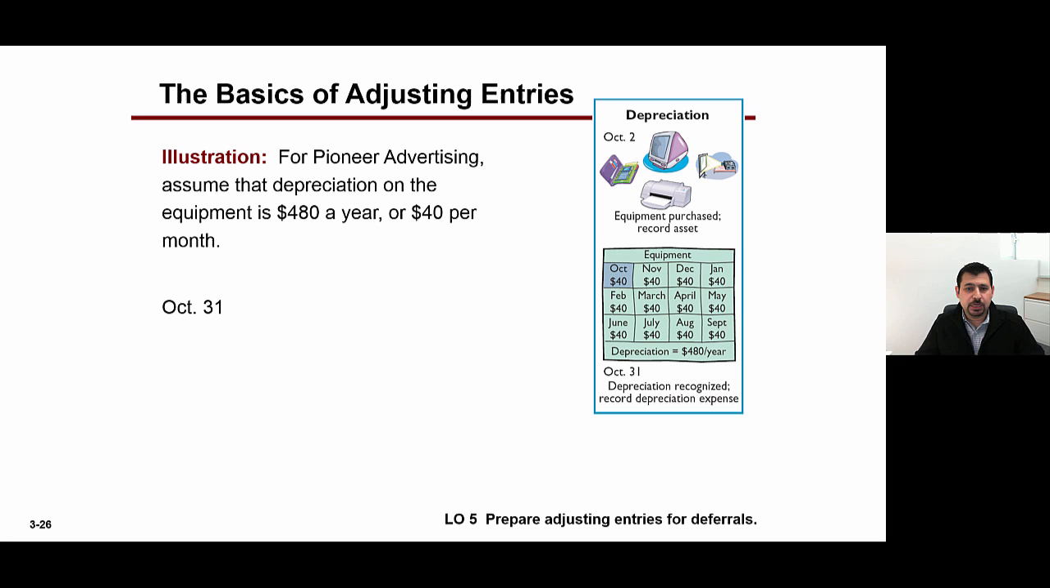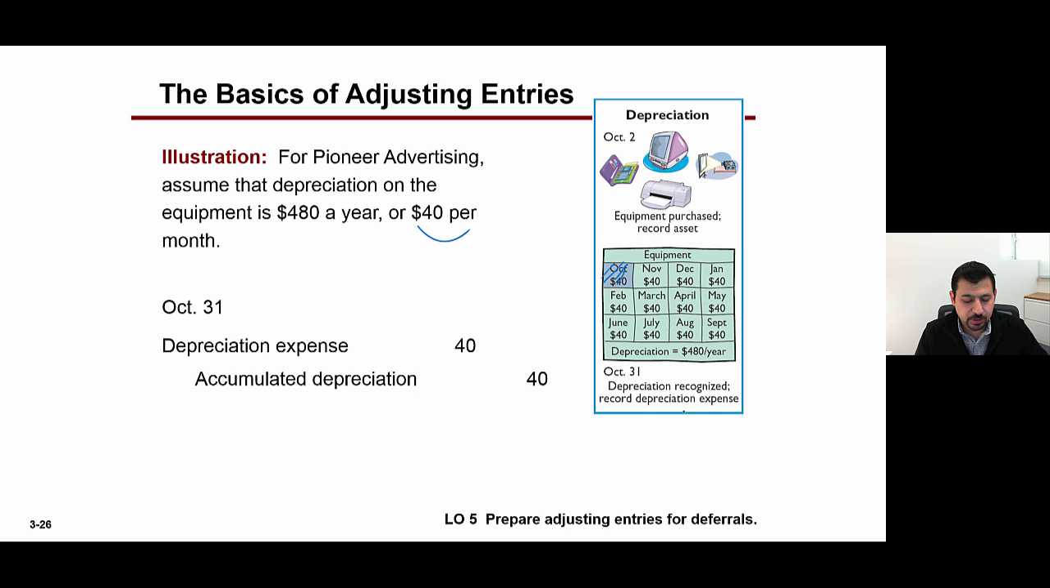Let's take here the example of depreciating equipment. So originally, it's $480 per year or $40 per month. What's happening is that every month, the depreciation that we recognize will be recorded as depreciation expense. This will be recorded as a debit to depreciation expense, $40, and then we credit accumulated depreciation.